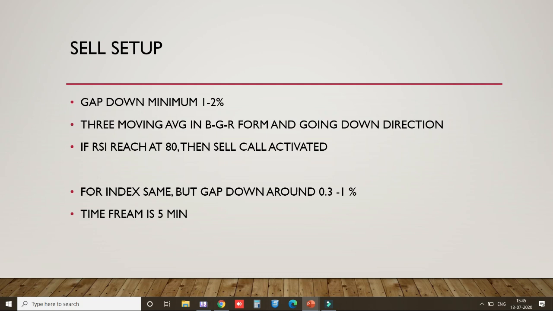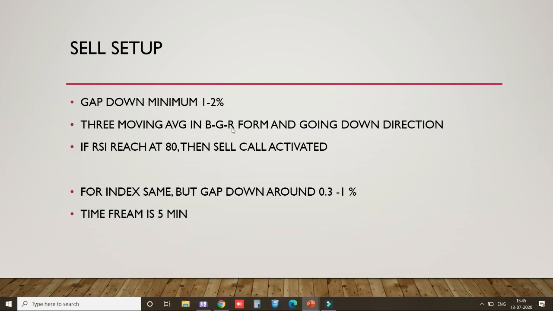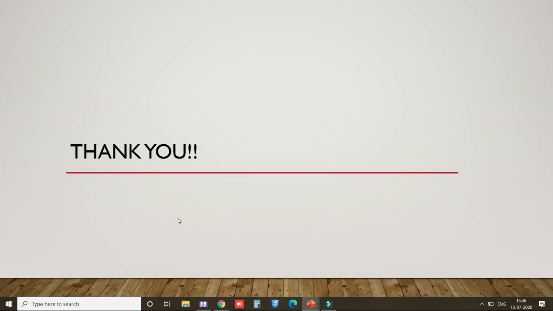For the index, it must gap down 0.3 to 1%, and the three moving averages, the 32 EMA in blue, the 20 EMA in green, and the 10 EMA in red, are going in a downward direction, and the RSI again reaches 80, then the sell call is activated in the index. It is valid for both indices, Nifty and Bank Nifty, and I am using the 5-minute time frame for the index.